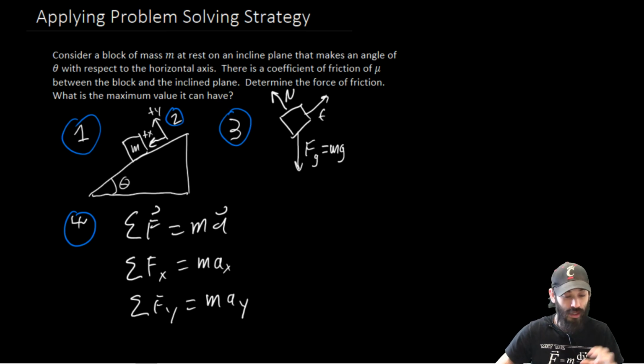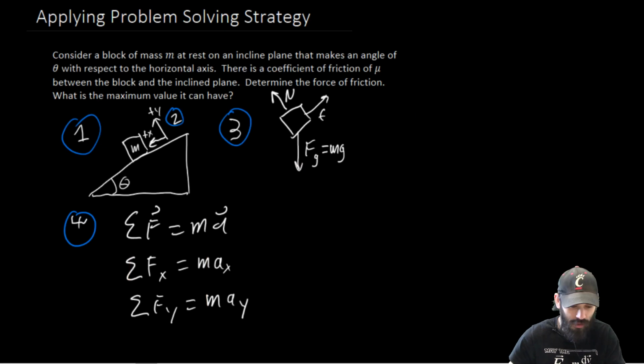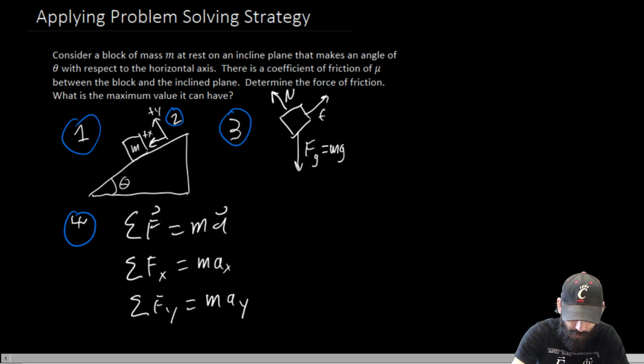Step 5 is to evaluate Newton's second law in terms of the free body diagram and the coordinate system that we have here. And so let's go ahead and do that real quick. So this is going to be our step 5. It's a continuation of step 4. So I'm going to write step 5 right here, and then we'll see exactly how this is going to work.